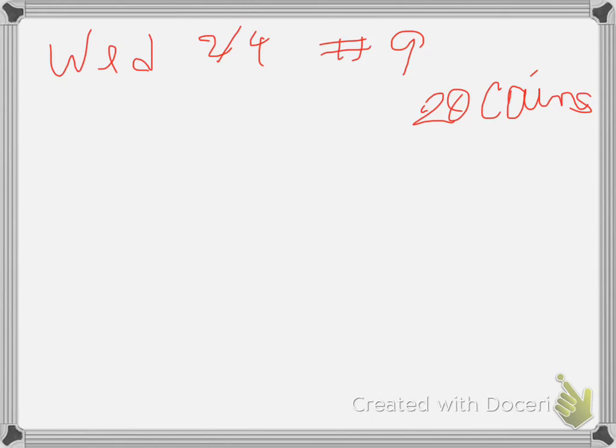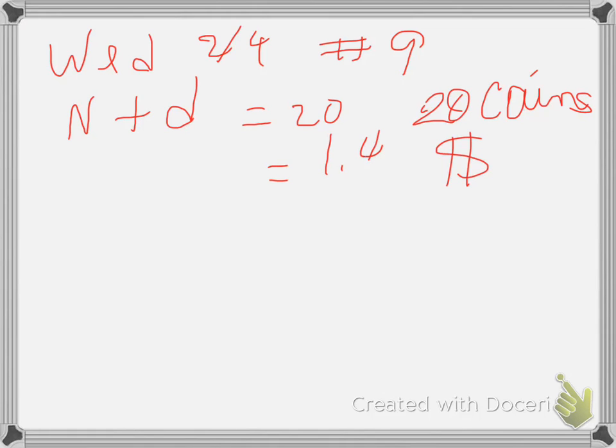So what do you think the first or one of the equations will be? You know it's going to be something that equals 20. So what would equal 20? Okay, if you had nickels and dimes, that's true. So I'm going to let N be the nickels plus D be the dimes. Okay, that equals 20. And now we know the other equation would have to be the amount of money. Okay, right? So the total amount of money is $1.40.